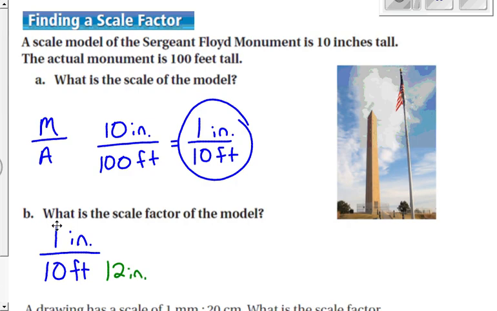So we're going to convert 10 feet to inches. How are we going to do that? We're going to multiply 10 times 12. Well, we know that 10 times 12 is 120 inches. And our 1 is going to stay the same. So our scale factor is simply 1 over 120.